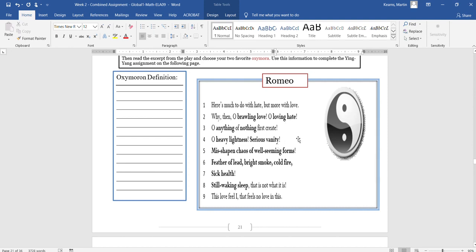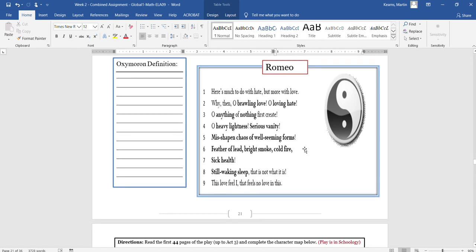Here's much to do with hate, but more with love. Why then, O brawling love, O loving hate, O anything of nothing first create, O heavy lightness, serious vanity, misshapen chaos of well-seeming forms, feather of lead, bright smoke, cold fire, sick health, still waking sleep, that is not what it is. This love feel I, that feels no love in this.